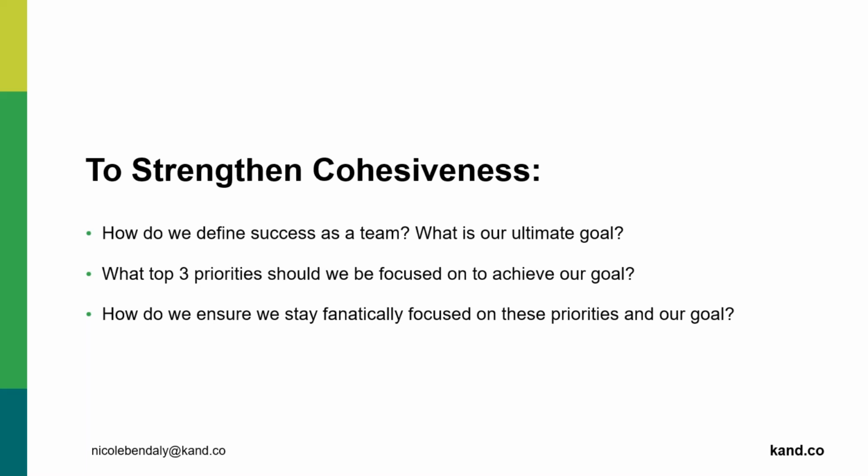What top 3 priorities should we be focused on to achieve our goal, right? Get a sense of how aligned your team members are to the priorities. Is everybody working on the same priorities, or are we pulling in different directions? What should our priorities be? What should we be focused on this month or this quarter or this year in order to achieve our vision? How do we ensure we're fanatically focused on our priorities and our goal? How do we keep each other accountable to this? How do we stay motivated and connected to our purpose?